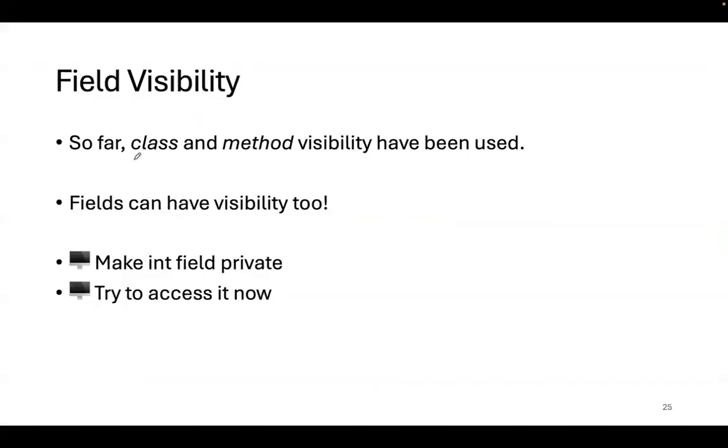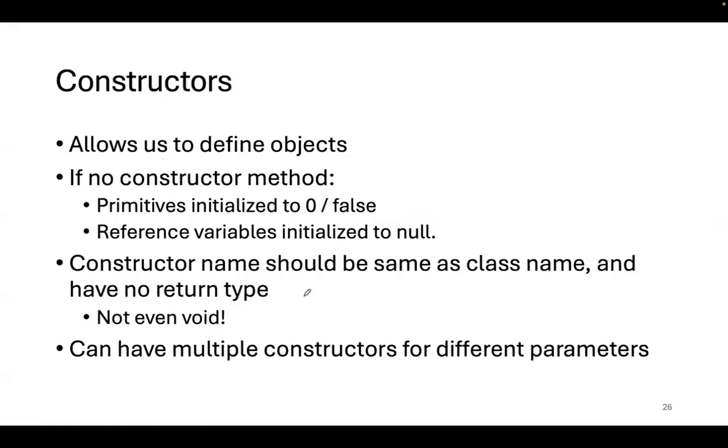Okay. So far we've done class and method visibility. Fields can have visibility too. And so we've made it private and we've tried to access it and we can't. Questions so far?